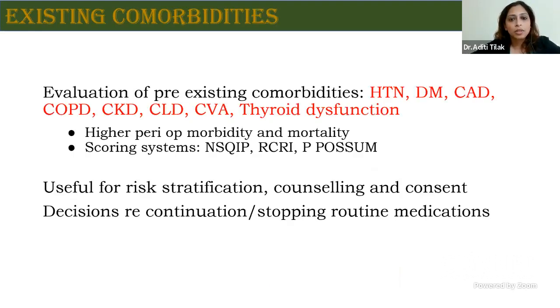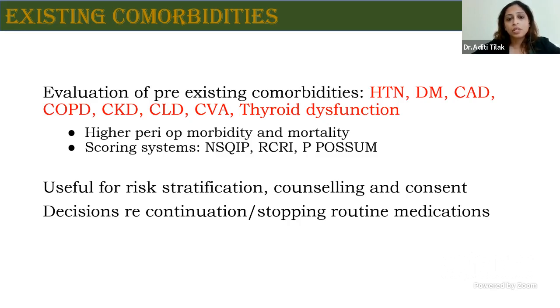So the existing comorbidities: all our patients are evaluated for their pre-morbid conditions like hypertension, diabetes, COPD, thyroid dysfunction. We all know that any patient who has an existing comorbidity carries a higher risk of perioperative morbidity. This is even more so if these conditions are not well controlled. And that is why we have several scoring systems like the NSQIP, the revised cardiac risk index, the POSSUM score, the very basic ASA physical status score. All of these are meant to risk stratify the patient so that we know how complicated the patient is who we are dealing with.